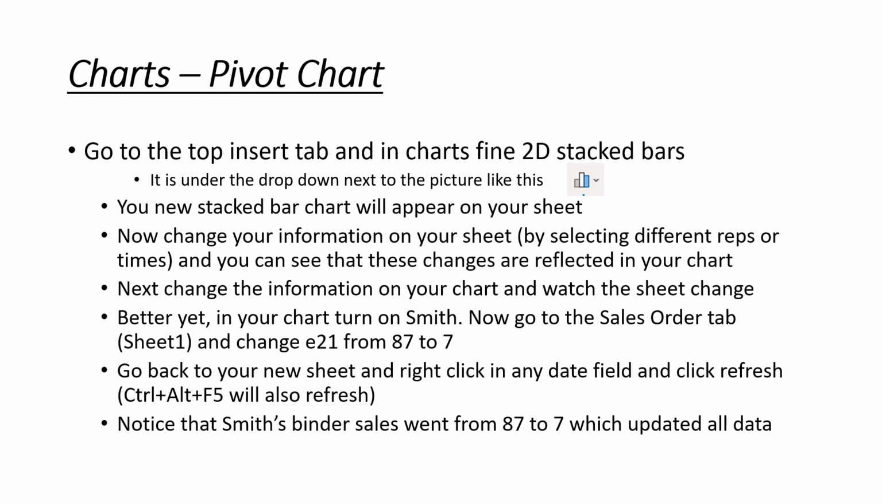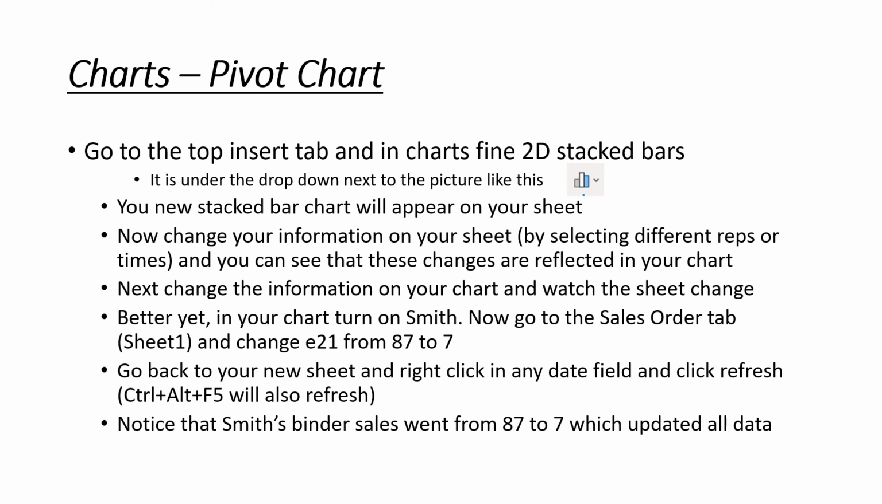Now that we understand a little bit about how to manipulate the data, let's go to the Insert tab and in the charts find 2D stacked bar. It'll be right next to this little picture that I've got right here on the slide. A new stacked bar chart will appear on your sheet. Now go over and change the information on your sheet by selecting different reps or times, and you'll see how that automatically changes in your graph or your chart. Next, change the information in your chart and watch how it automatically changes in your sheet. Better yet, in your chart, turn on Smith.